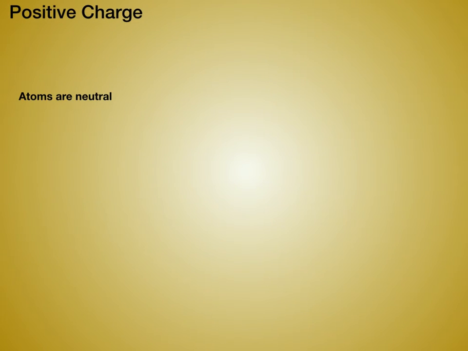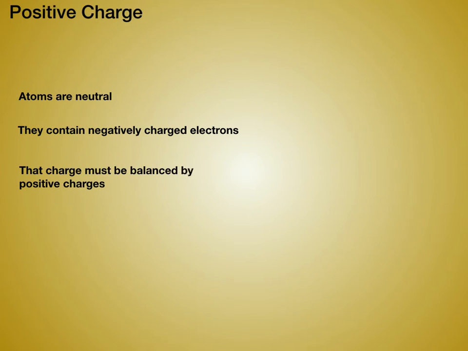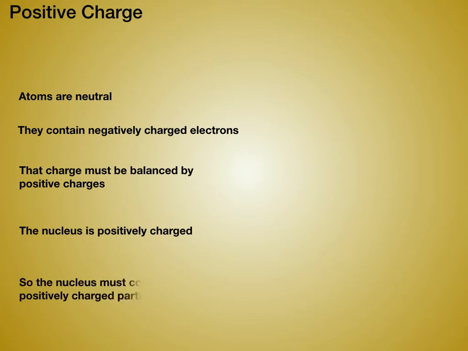Atoms are neutral. They're not positively charged, they're not negatively charged. And yet they contain electrons, and we now know that each negative charge comes with a particle, an electron. So the total negative charge of those electrons has to be balanced by an equal positive charge. We also know that the positive charge of an atom is concentrated in the nucleus. The positive charge then also comes in the same size chunks as the negative charge. So the nucleus has positively charged particles. Let's look at what that's about.